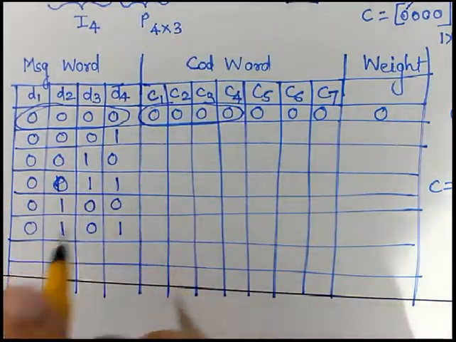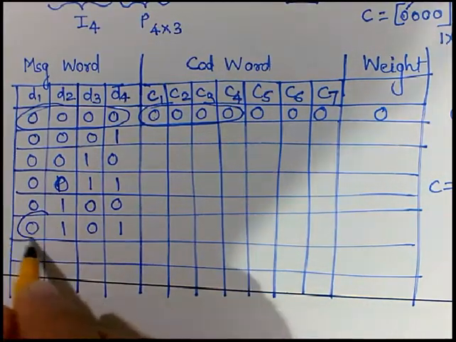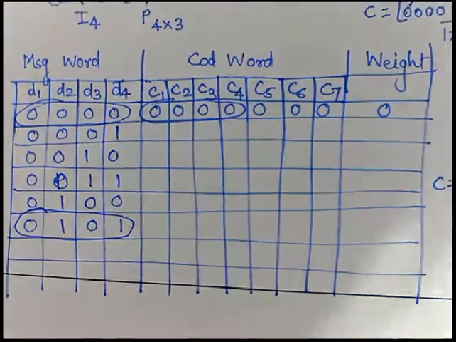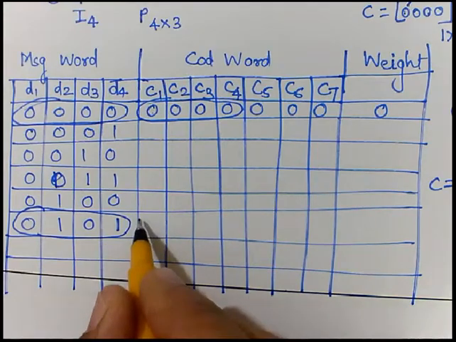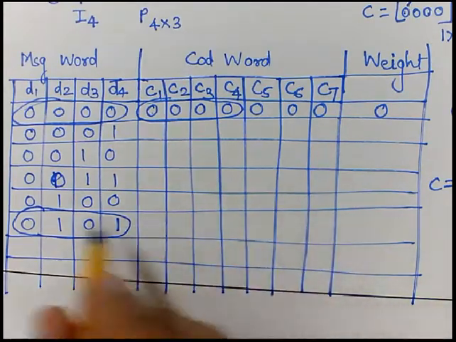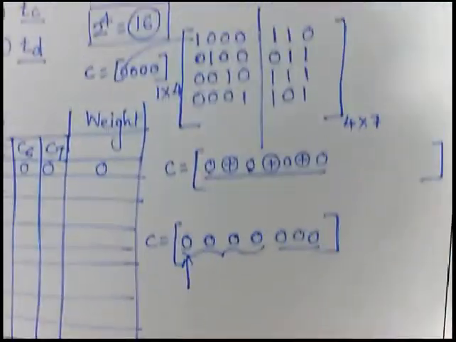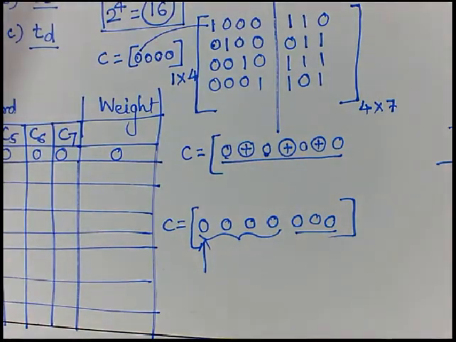That is why it is called systematic. Let's verify it for a random case, and the remaining things will be homework for you. So let's solve it. If I consider this particular case and want to find the code word for this 0101, let's take it here.